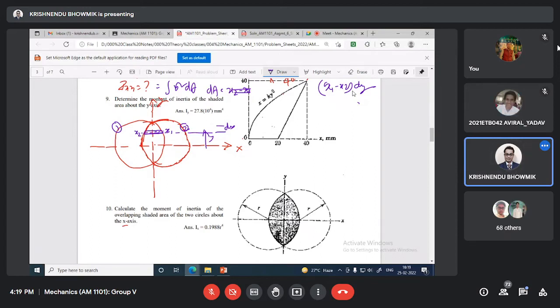Now let's concentrate on the values of x1 and x2. There are two circles basically. Circle 1, this is the center. What is the center? 0, minus r by 2. Radius r is given. And for this circle the center is, just a minute.